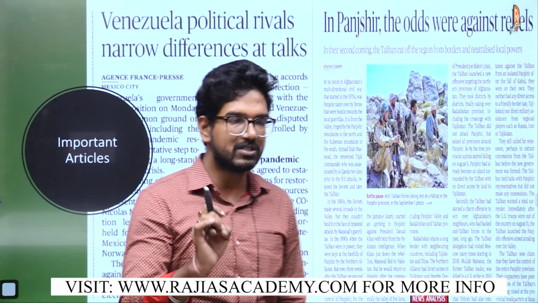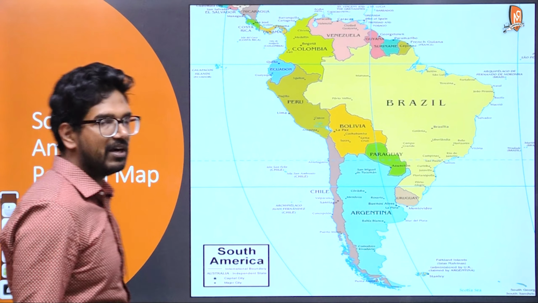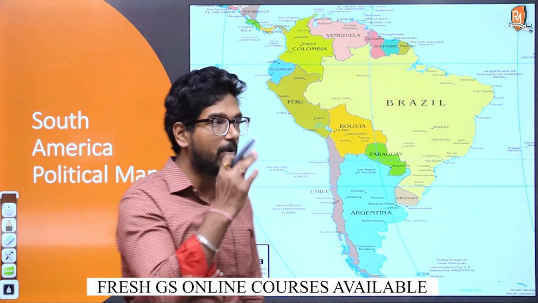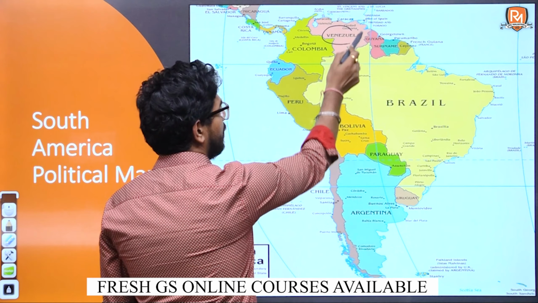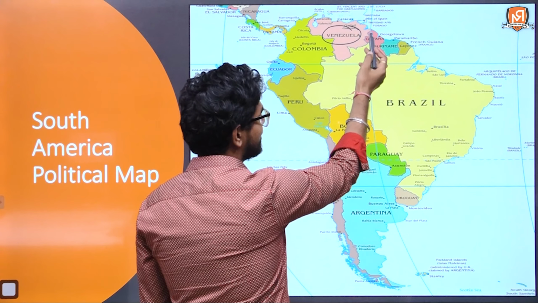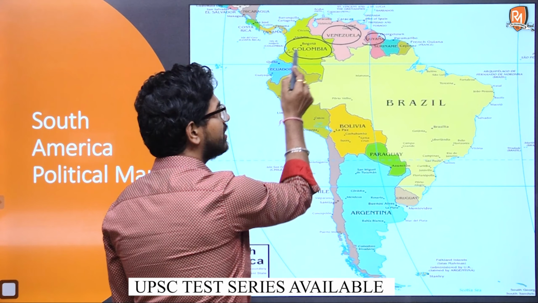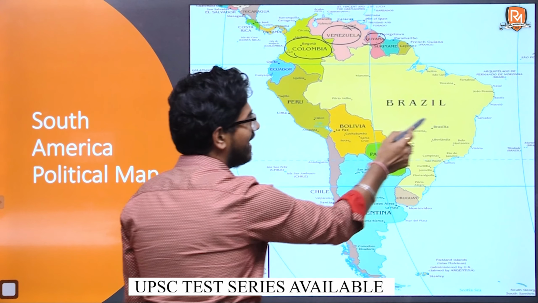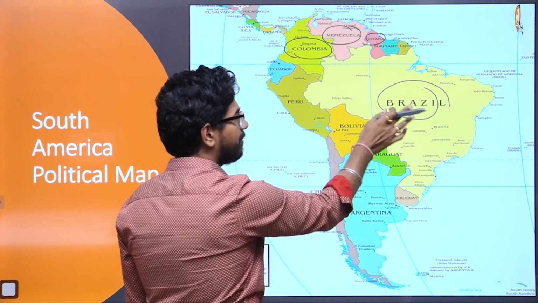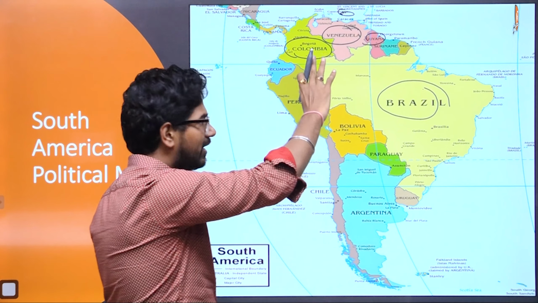Now let's talk about South America. First deal with the political map. If we talk about political map, the major country we talk about is Venezuela because it was in news. So just aside Venezuela, we have Guyana in the east and Colombia on the west. In south side we have Brazil. Here your Gulf Stream comes, Atlantic Ocean and all.